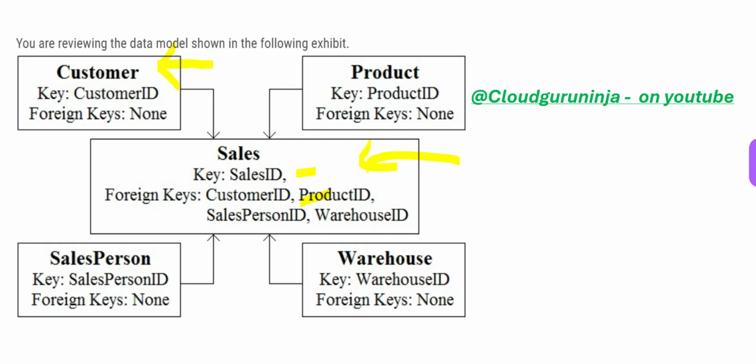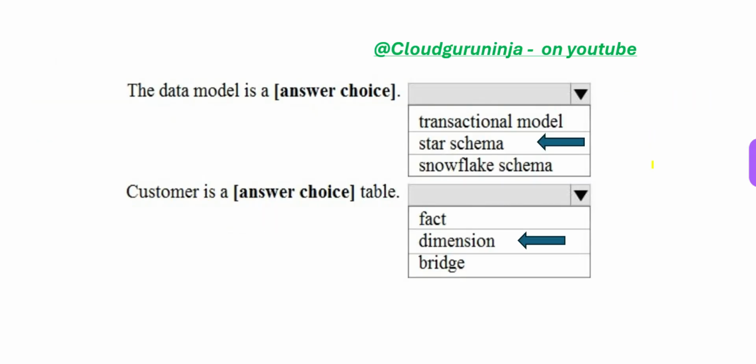That means if I want to know this customer ID here in sales, what is the description, what is the customer name, etc., I can go here in the customer table and check. So this is our final answer.